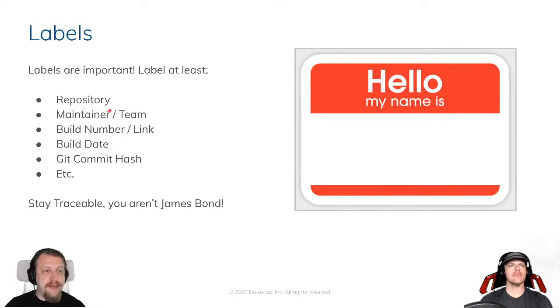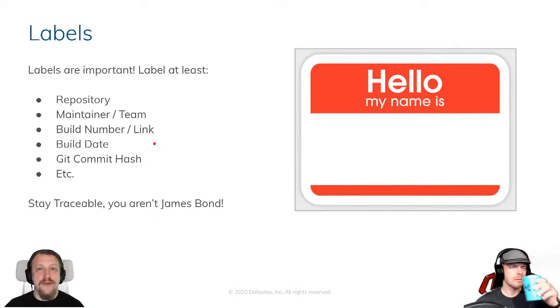I always recommend to set the Git repository this project belongs to as a label. Doesn't matter if it's a proprietary project and you work with your team or multiple teams on the same project, it will help you. Especially if you work on an open source project, that's also very important. Always specify a maintainer, or better a team, because maintainer may change. A team usually doesn't, or at least rarely. Then build number, or better even a link if you build, for example, with Jenkins or GitLab.